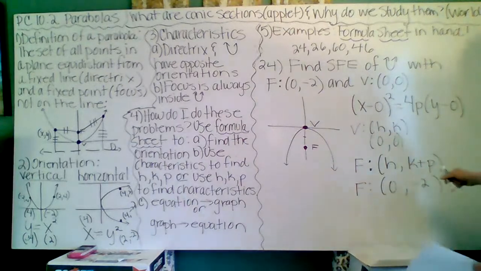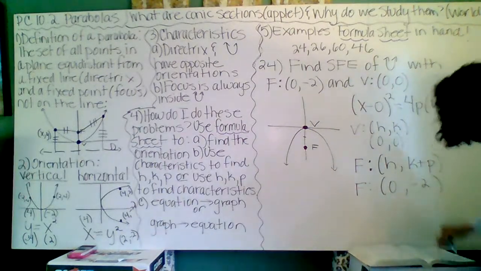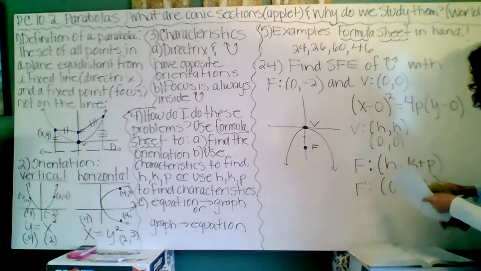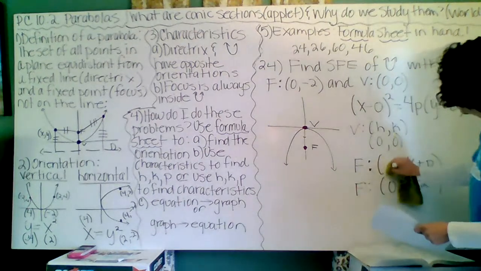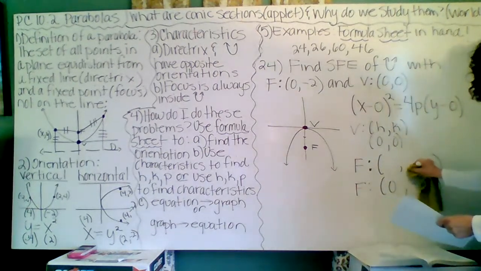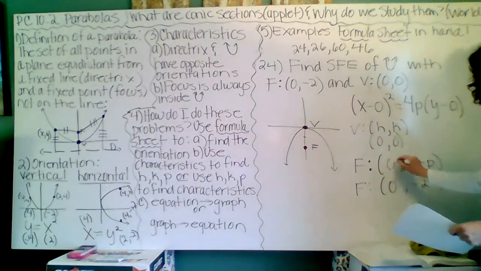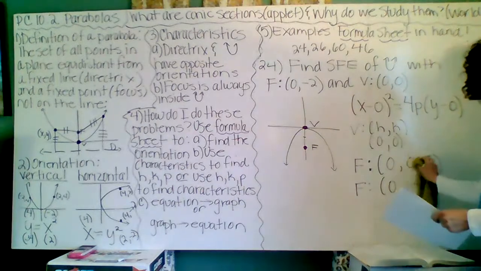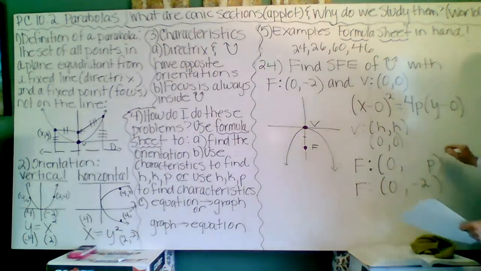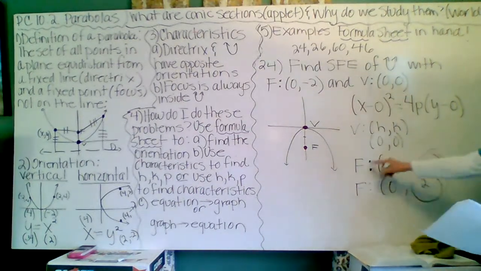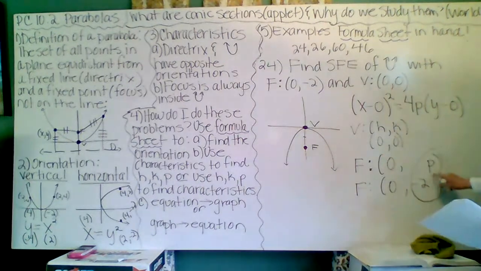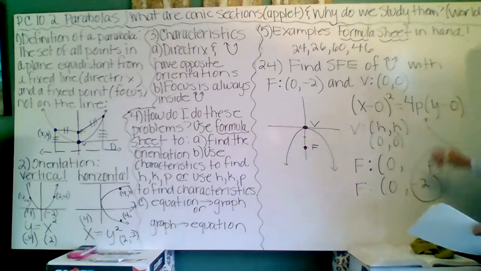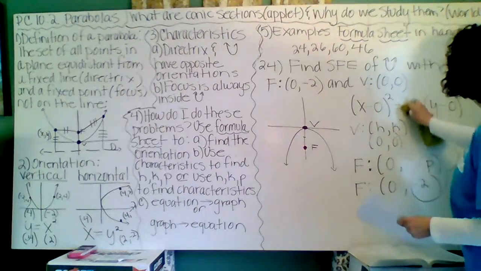This will help me compare. Now notice that my h and my k were 0. This is 0 and 0, and 0 plus p is p. So notice that just by matching up the formula for a focus and the focus they gave me, I can see that p is -2. And I'm going to put that into my equation.